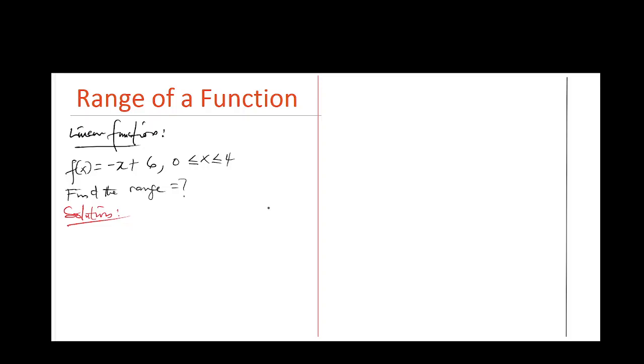Let's take, for example, if we sketch the table of this function, we have the x and the y. Where x is 0, let's take the value of 0. If we input 0 in that function, minus x plus 6, that's minus 0 plus 6, it's going to give us 6. So y is 6. When x is 4, then we do the same thing. Minus 4 plus 6 will give us 2. So y will be 2.